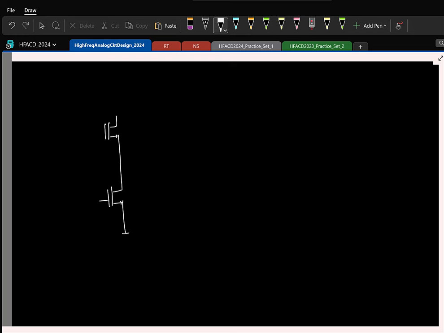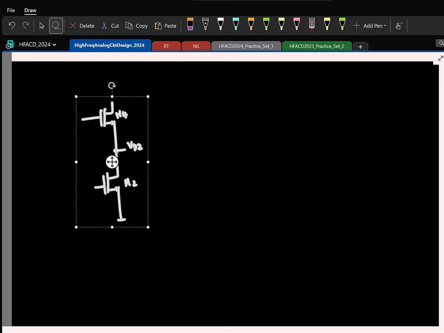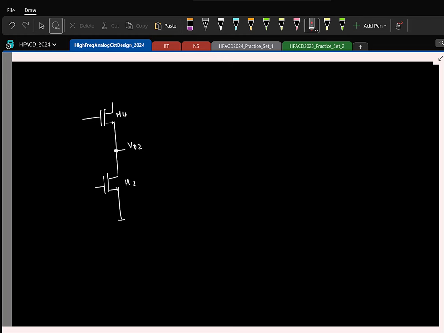Okay. So this is my VD2. Let us say M2, M4. And first of all, this is VD2. What do you think is setting this voltage VD2? Remember that this is going to carry some particular current. So that will fix the gate to source voltage. So whatever gate voltage you apply, minus the VGS, that is what will be setting the drain voltage VD2. So I'll remark it here, VD2 is set by the gate voltage VG4.